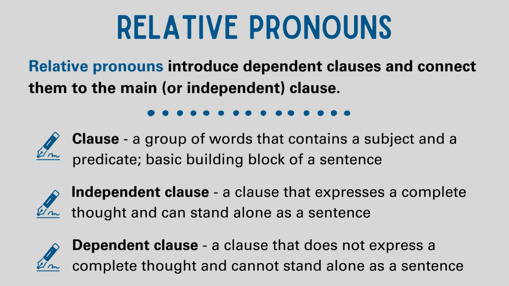Now, there are 2 types of clauses, independent and dependent. As the name implies, an independent clause can stand alone because it has a complete thought. It does not rely on another clause to complete it. A dependent clause, on the other hand, is the opposite. It does not have a complete thought, so it needs to be with another clause.